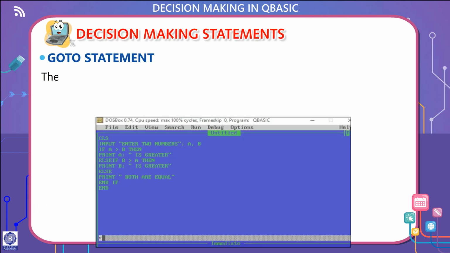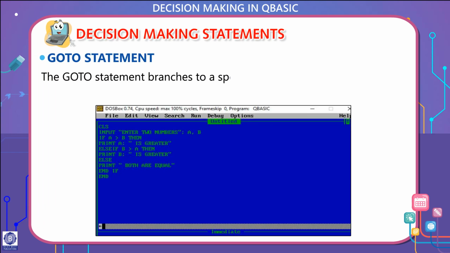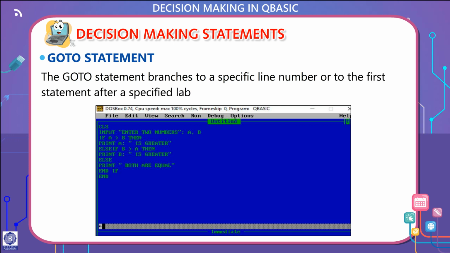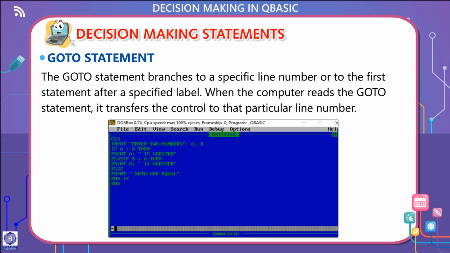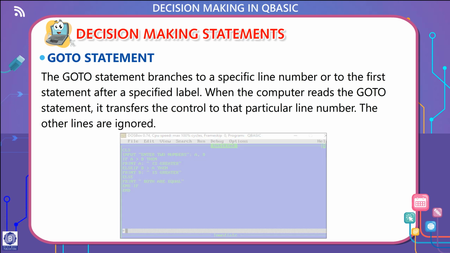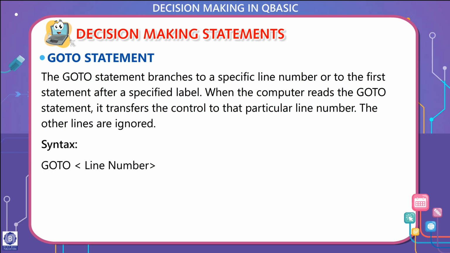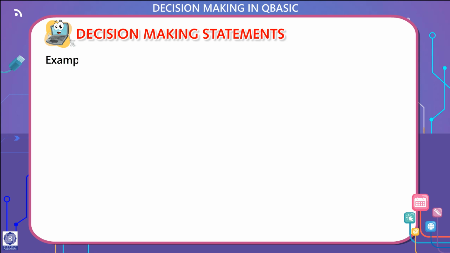Go-to statement. The go-to statement branches to a specific line number or to the first statement after a specified label. When the computer reads the go-to statement, it transfers the control to that particular line number. The other lines are ignored. Syntax: go-to line number.